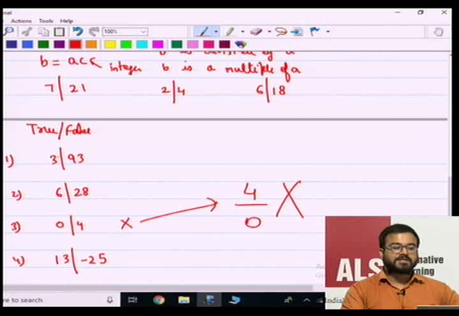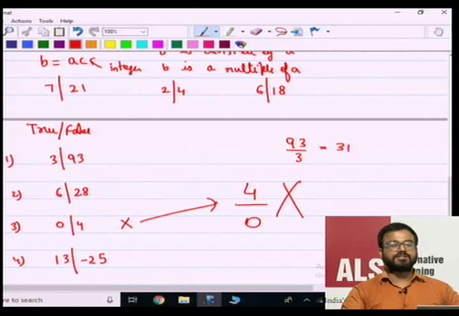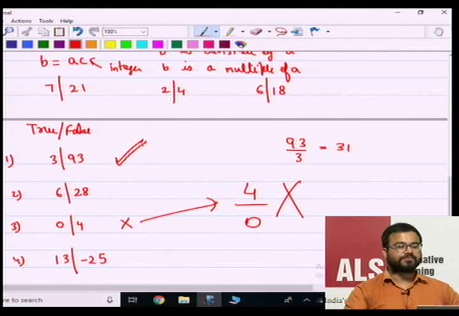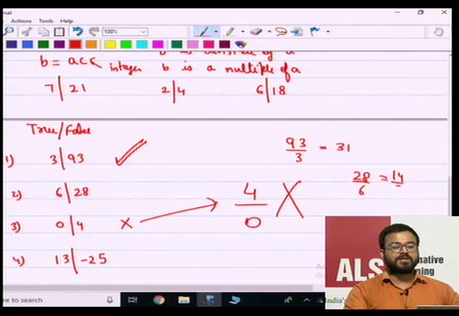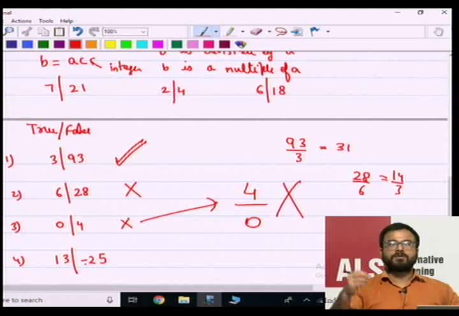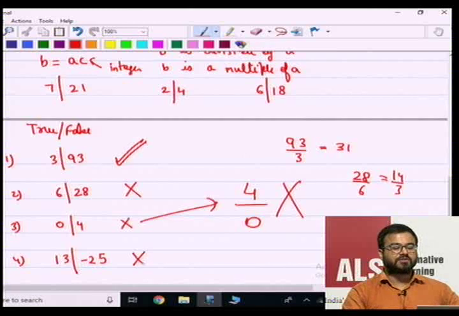The meaning of this is that 3 divides 93. When I divide 93 by 3, the answer comes out to be 31. 31 is an integer, so this is true. And 6 divides 28. Now 28 divided by 6 is 14 by 3, and we will not get any integer here, so this one is false. And 13 divides 25. No multiple of 13 is equal to 25, so this one is also false. So only the first one is true.